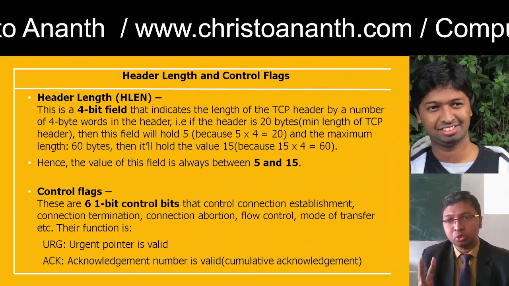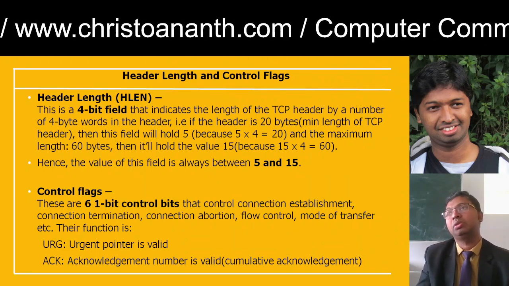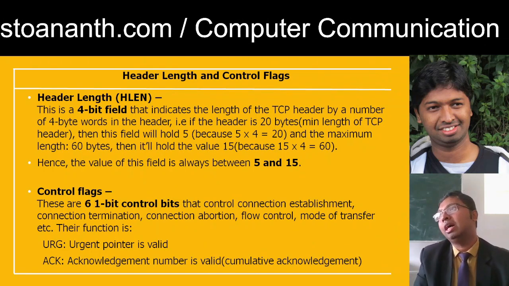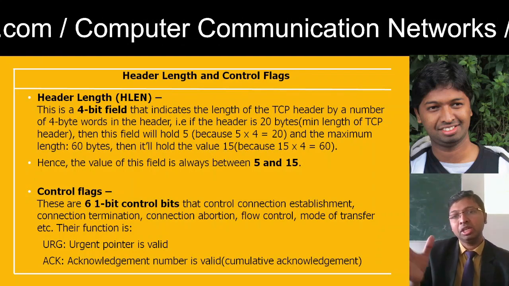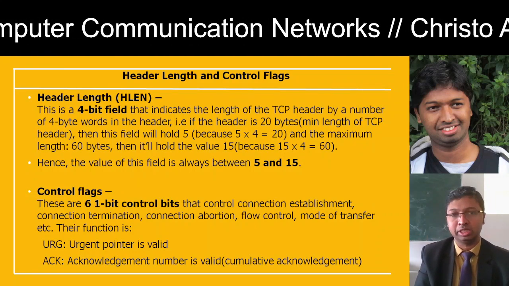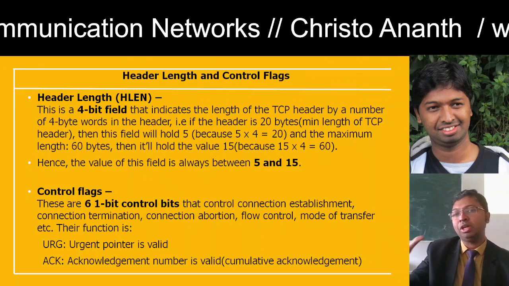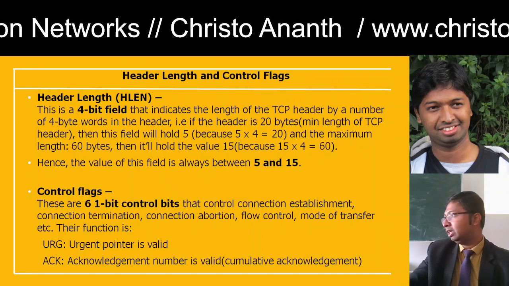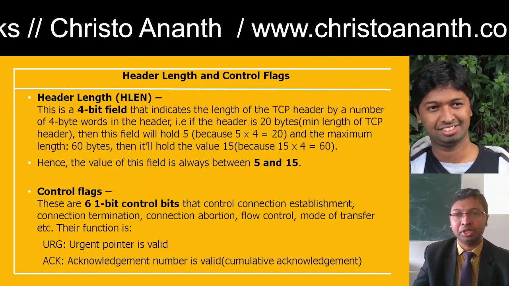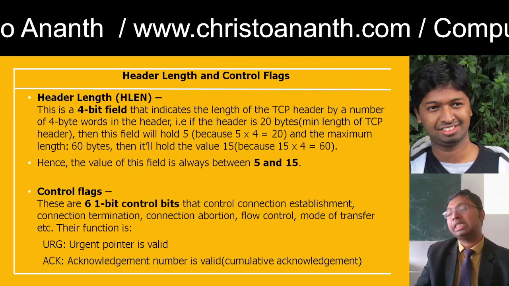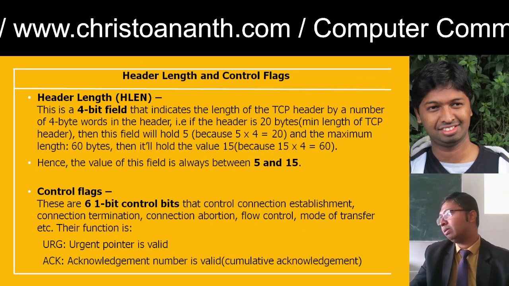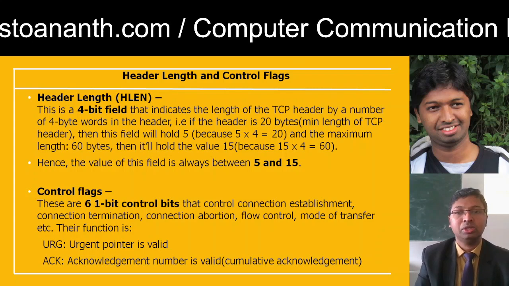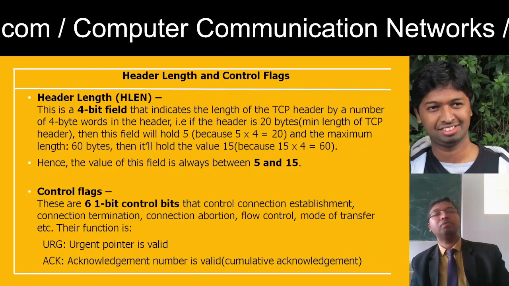For example, 20 bytes is the minimum length of the TCP header, which means that it will be holding 5, that is 5 multiplied by 4, which is 20. And the maximum length, as I told you, is 60, so that's actually 15 multiplied by 4, which is 60. So here the value of the field can range from 5 to 15.